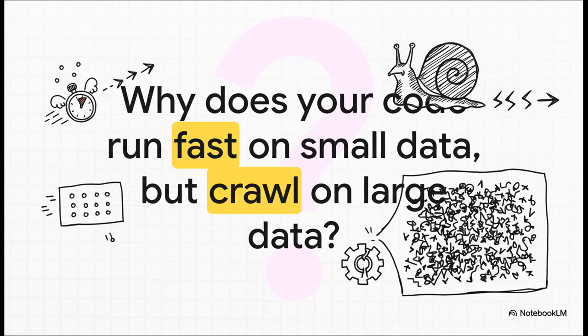You know that feeling, right? You've built something. It works perfectly with your little test set of maybe 10 items. It's snappy. But then you throw a million items at it in the real world, and suddenly it grinds to a halt. What is going on there?